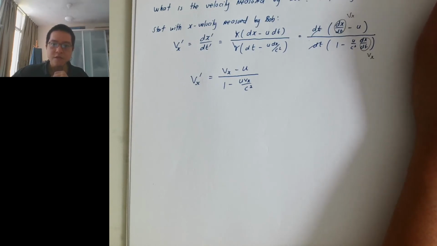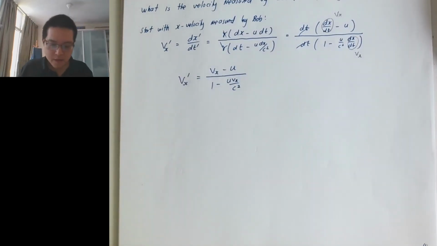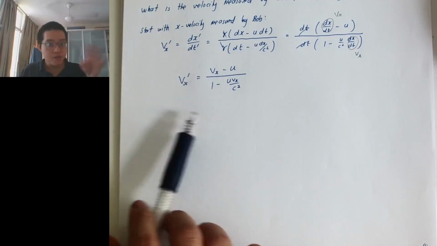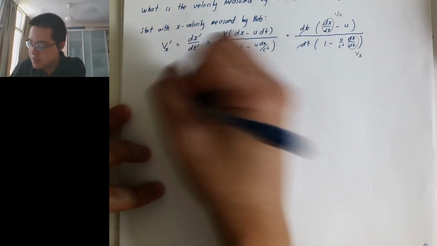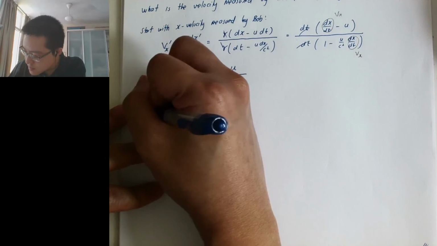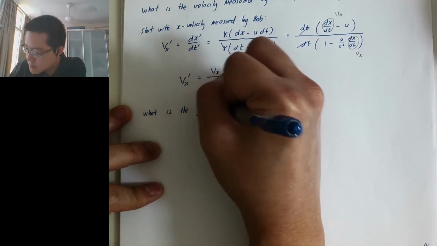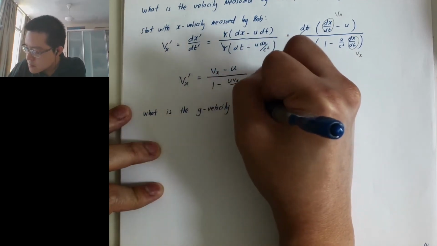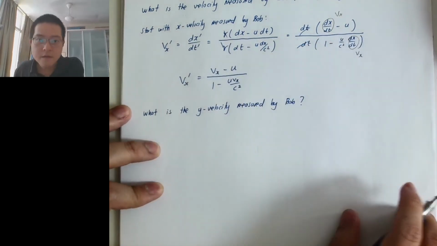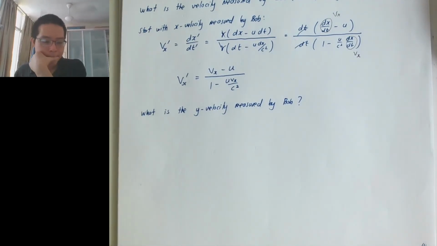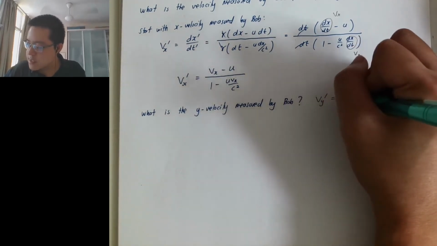But now we should continue because we still have a lot of things to talk about, especially about the Lorentz transformation. Okay, so this is the transformation in the x direction. So then let me ask you the question, what is the y velocity, the velocity in the y direction? Okay, so what is the y velocity measured by Bob? Can you say the velocity in y measured by Bob is the same as measured by Alice?